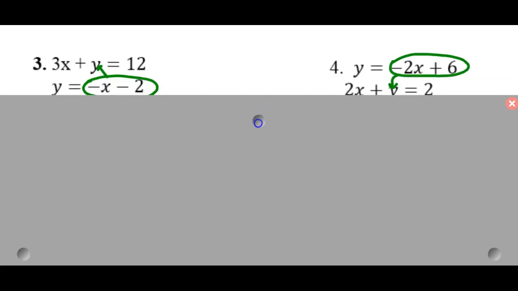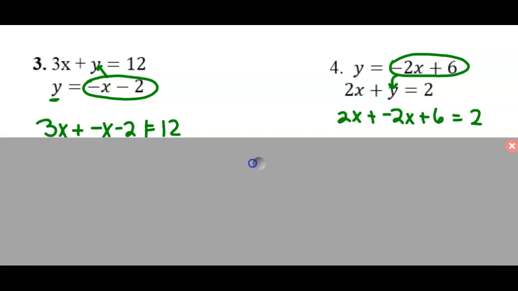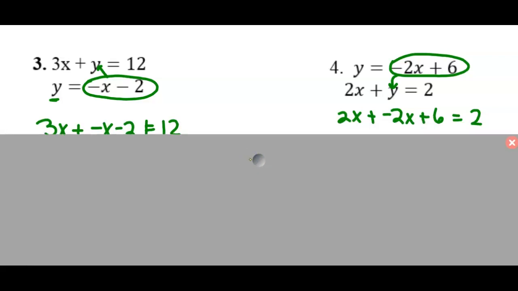Is number 4 a y equals or an x equals? It could be either. It's a y equals, so what's y equal to? Negative 2x plus 6. That's going to replace my y. Be careful there. Make sure you're paying attention. So all of that's going to go in there. Don't forget the negative 2.